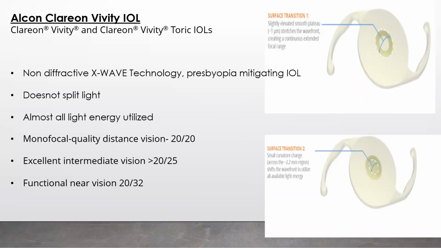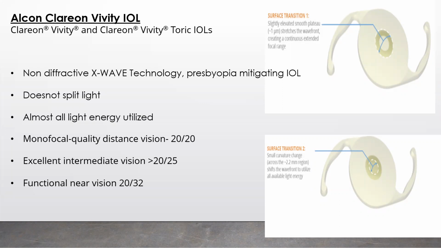Vivity will be very interesting because this appears to be a very promising lens. So let's see. Alcon has come up with the Clareon Vivity IOL. This is available in toric and non-toric forms. It works on a non-diffractive X-wave technology and is said to be a presbyopia-mitigating IOL. I don't know exactly what they meant by X-wave technology, but they mentioned that because of this technology, it does not split light.